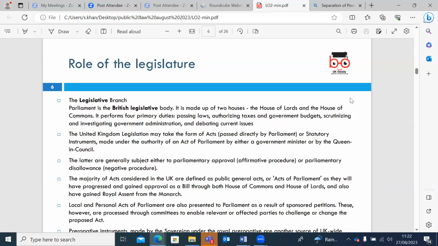The UK legislation may take the form of acts passed directly by Parliament or statutory instruments made under the authority of an Act of Parliament by either a government minister or by the Queen in Council. And today it is the King. The latter are generally subject to parliamentary approval, which is affirmative procedure, or parliamentary disallowance, which is negative procedure.